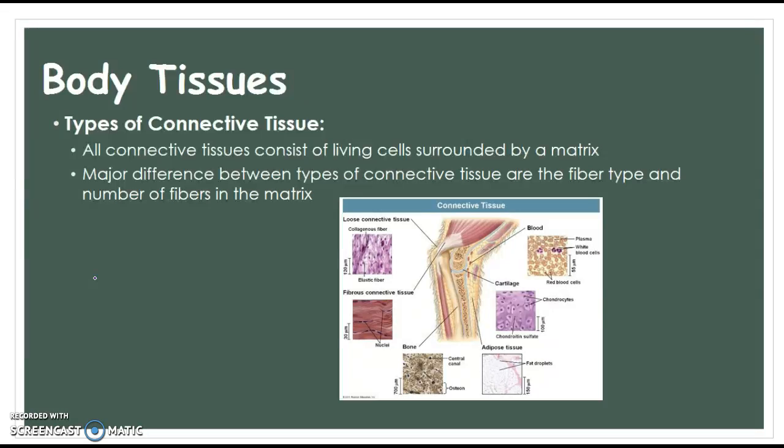So, all connective tissue is going to be those cells surrounded by a matrix, and how we can tell the difference in these different types of connective tissue are the fiber types and the number of fibers within that matrix. So this is all the different connective tissue that we're gonna talk about, and some of these you may have not known were connective tissue. Bone is actually a type of connective tissue as well as blood.